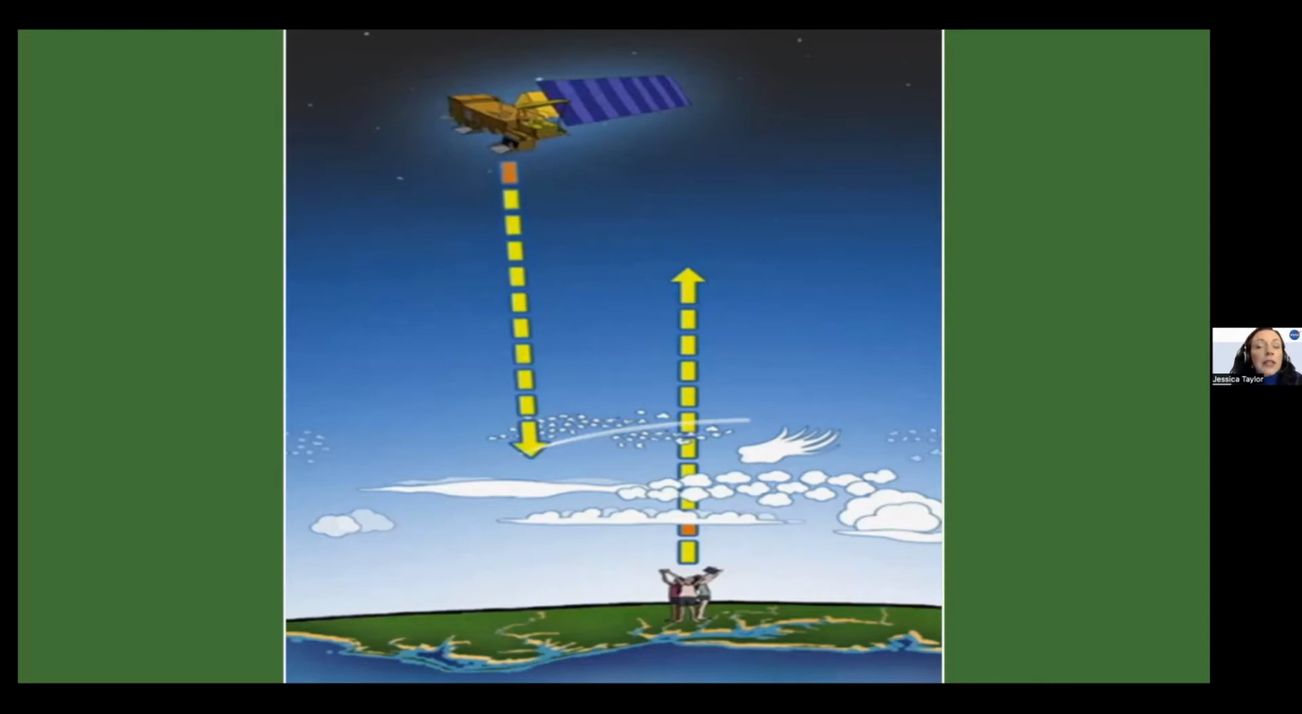And even looking at this diagram here, you can see that the satellite in space looking down has a completely different vantage point from you looking up. And so that's the beauty of combining your globe observation with larger data sets from NASA.